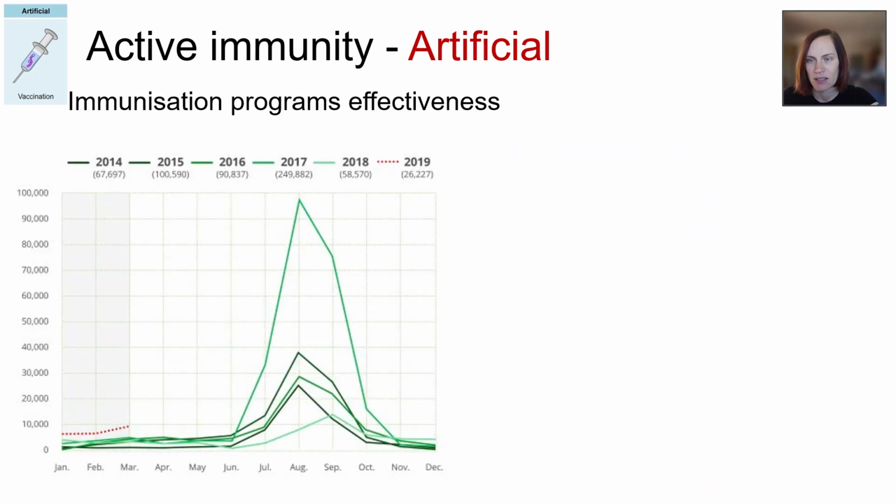Now, immunisation programs are obviously in place all over the world. Some vaccinations are effective with a single dose, others are provided in multiple doses, or you have a booster after 10 years or something like that to ensure that those memory cells continue to circulate.